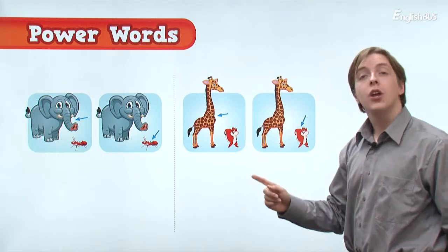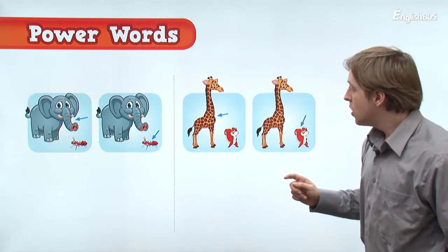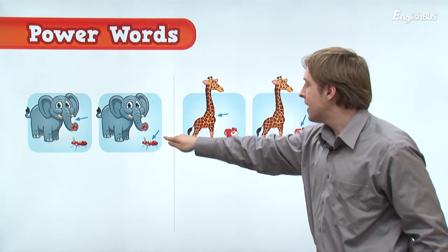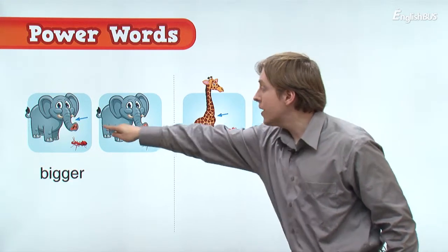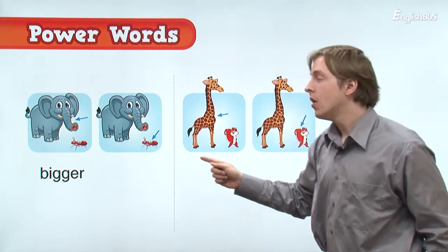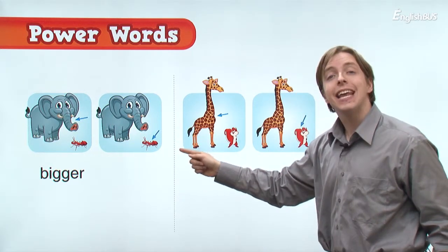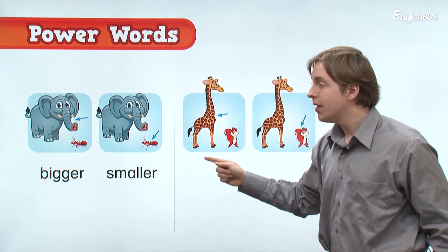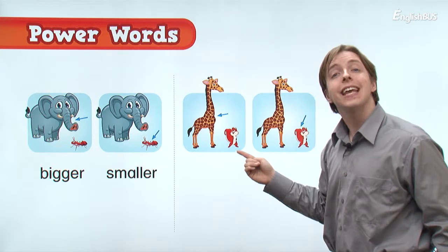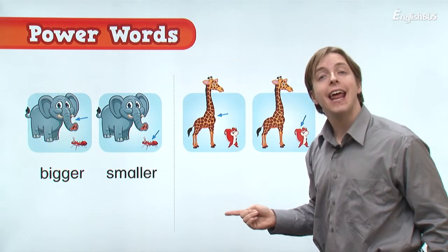So let's go on to the power words. So here we have the elephant and we're pointing at the ant. So here we could say an elephant is bigger. Over here, an ant is smaller. An elephant is bigger than an ant. An ant is smaller than an elephant.